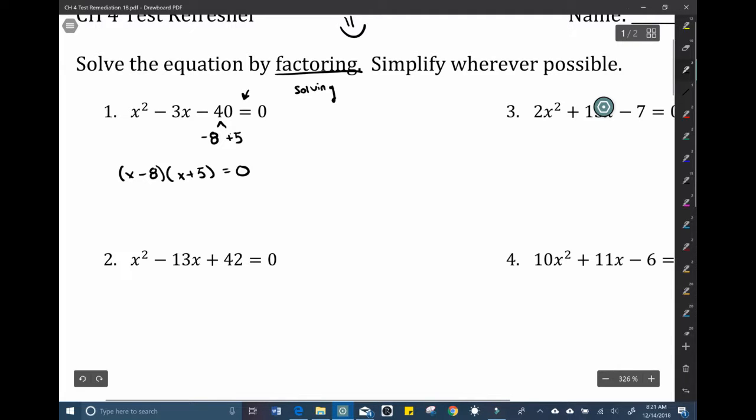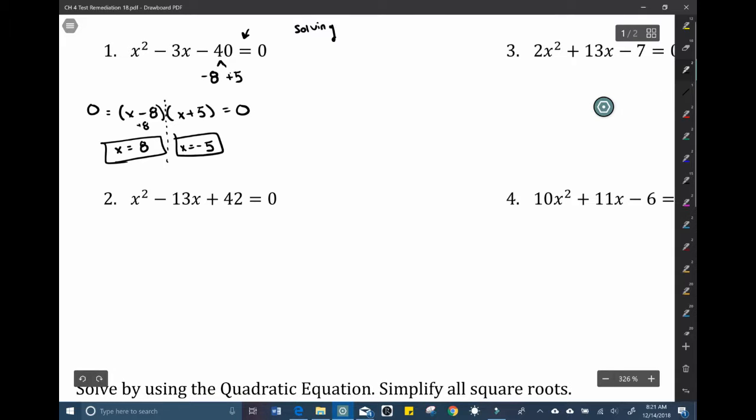Remember, if you're solving, that's when you split in half and you set each side equal to 0. So x simply, if you add 8 over, would equal 8, or x equals negative 5. That's all I was looking for. Some students took it to this point and stopped. Those are your correct answers.